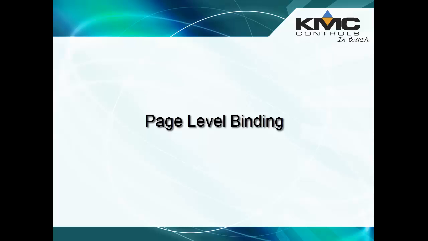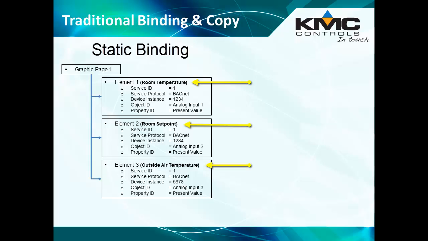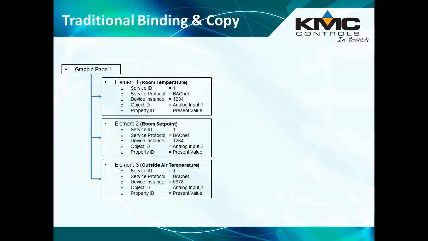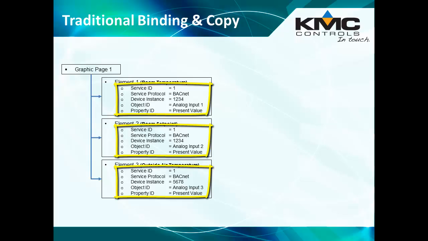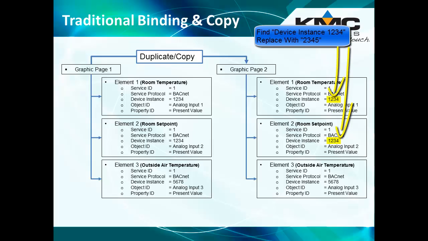Traditional element binding in TotalControl Graphics Designer is static. For example, let's look at a graphic page that has 3 elements on it for room temperature, room set point, and outside air temperature. Each of those elements have static references for the necessary properties, so if a designer makes a copy of this graphic page, they must modify those static properties manually to make them reference the new target device. This is traditionally accomplished using the Find and Replace feature.